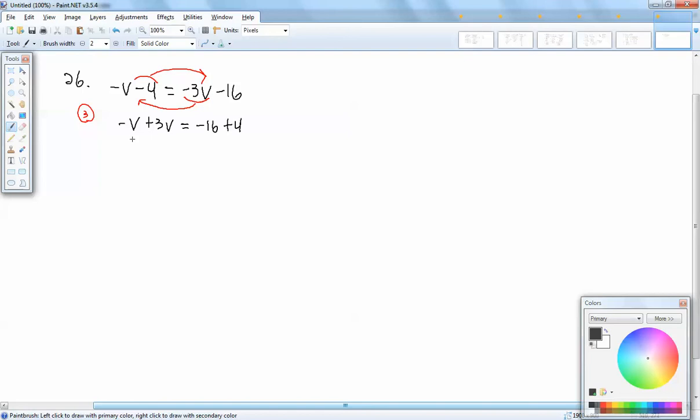Now at any step, combine together like terms. Negative v plus 3v is 2v. At any step, combine together numbers. Negative 16 plus 4 is negative 12.